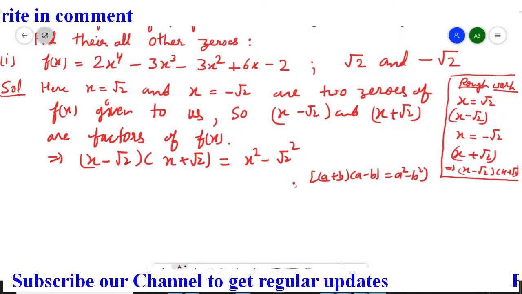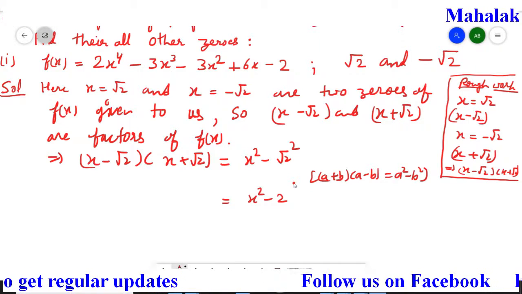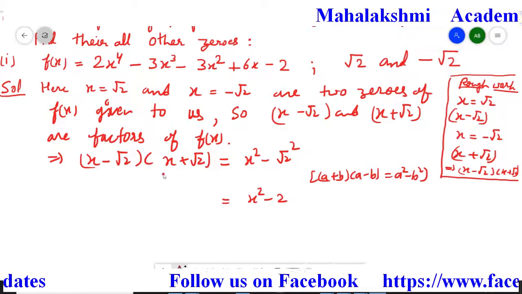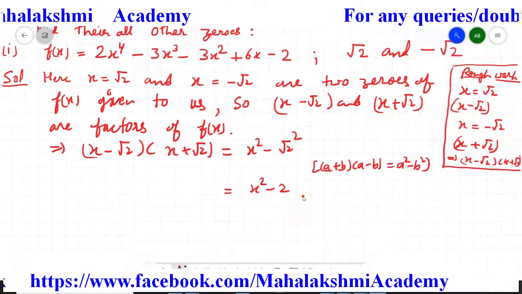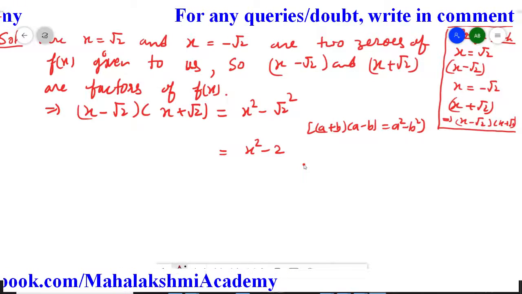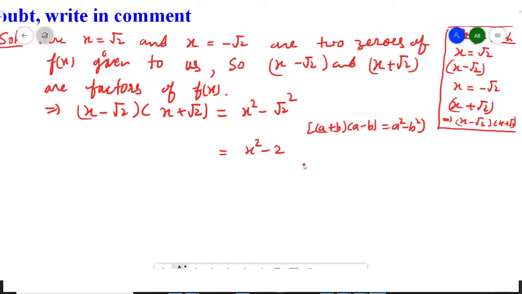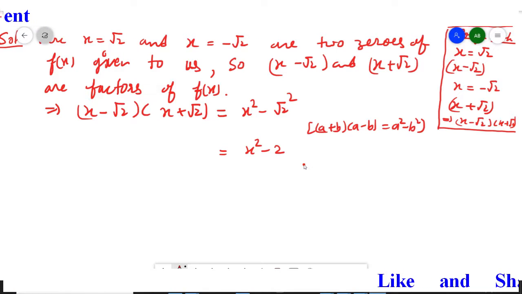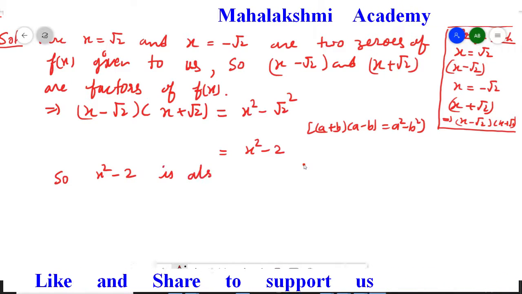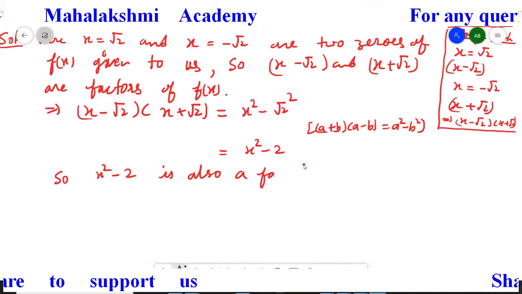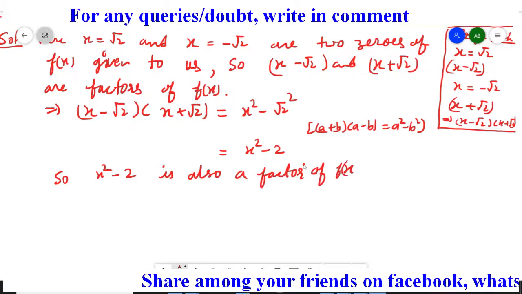And if we solve it further, it's going to be x square minus 2. So the conclusion is x minus root 2 and x plus root 2. When we solve it, x square minus 2. Now this is also going to be a factor of fx. So we write here, which implies x square minus 2 is also a factor of fx.